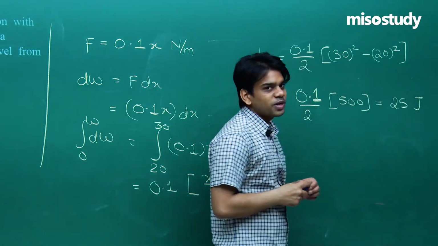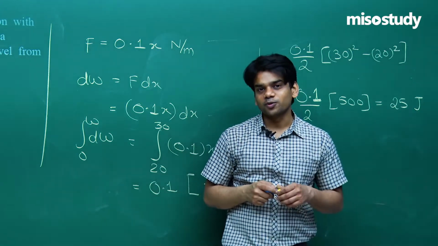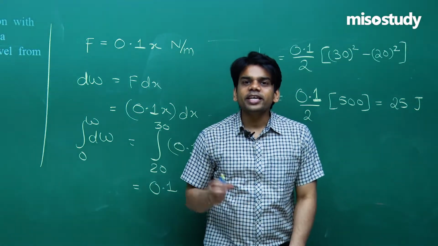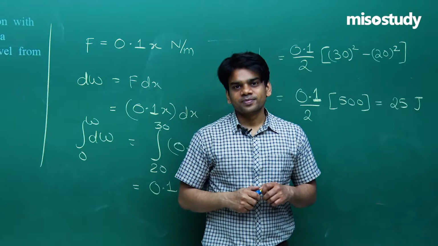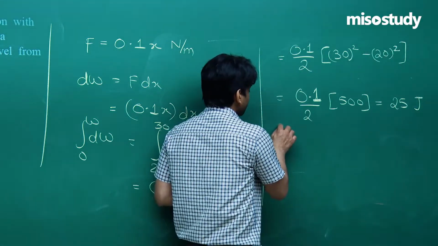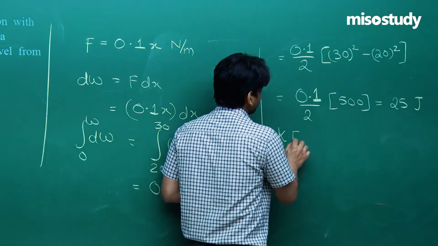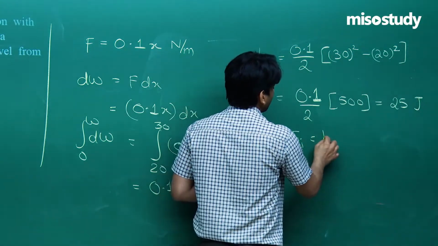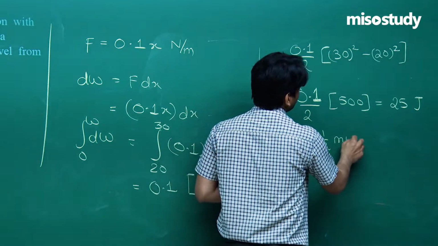Finally, I have expressed 25 joules as the work done by this force. Now you see the initial value of kinetic energy. The initial value of kinetic energy will be equal to half mu square.